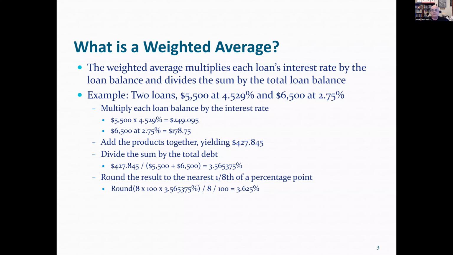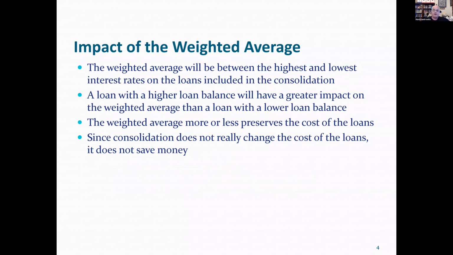This rounding up of the interest rate to the nearest 1/8 of a point increases the interest rate slightly, typically by about 6 basis points, which is 6/100ths of a percent, 0.06%. It doesn't have a really big impact on the cost of the loan. Now let's talk about the impact of the weighted average.